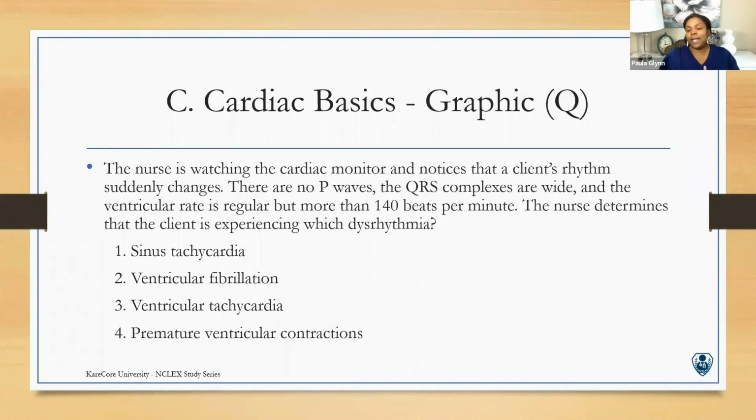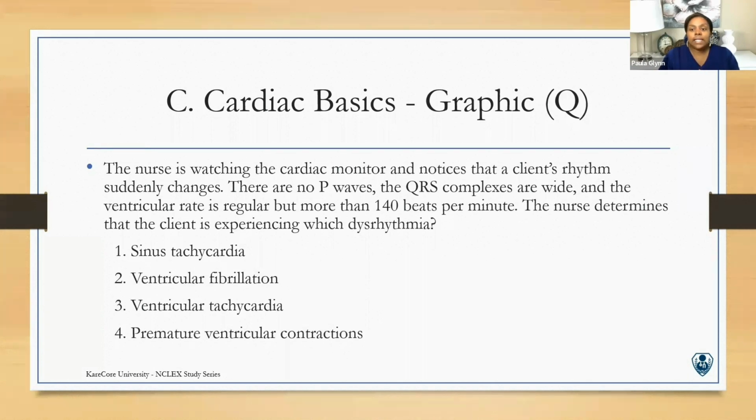Earlier on, I had the poll about different types of dysrhythmias. Understanding which three are the lethal dysrhythmias is important, because that will allow you to think about priority questions. So the nurse determines the client is experiencing which dysrhythmia?